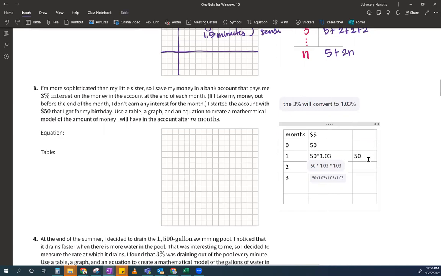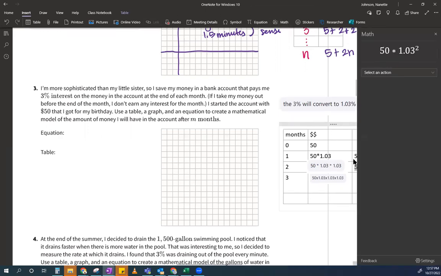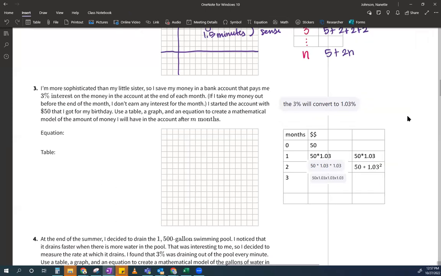So this is 50 times 1.03. And then this one is going to be 50 times 1.03 to the second. Sorry, to the second. And again, if you want to be fancy like me, you want to put that as a math equation, you just click math right here. And then it's going to make it look all pretty. See? Okay. And then if I wanted to do that here, then I could do that here too.